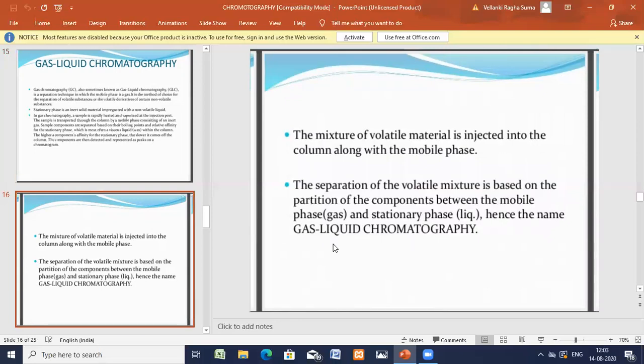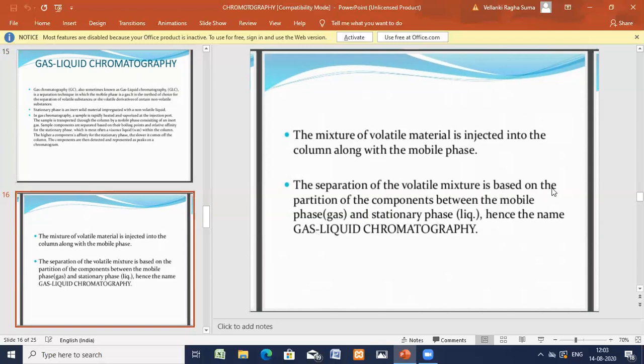The mixture of the volatile material is injected into the column through the mobile phase. The separation of the volatile mixture is based on the partition of components between the mobile phase and the stationary phase. Hence, we have gas liquid chromatography.